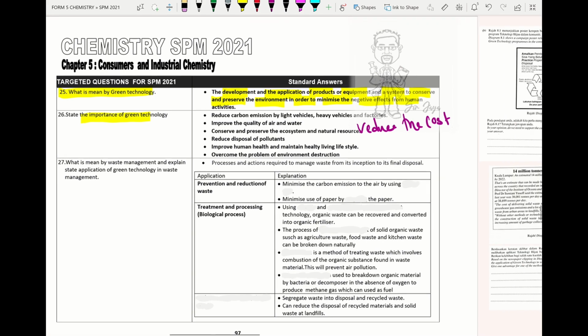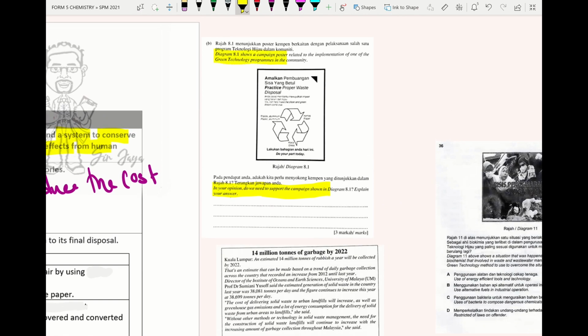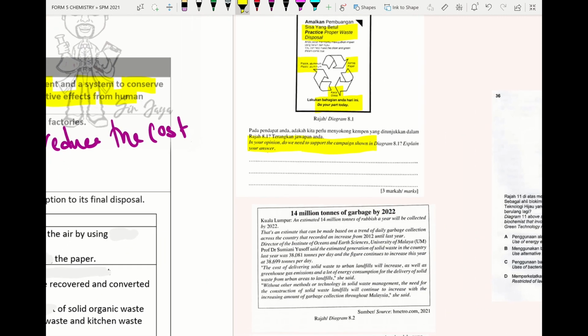All right, we try to do this question. Okay, in your opinion, do we need to support the campaign? So here the green technology diagram shows a campaign poster related to the implementation of one of the green technology programs. Practice proper waste disposal, do your part today. So here plastic, paper, and glass are given. So in your opinion, do we need to support the campaign or not? So first we put yes. All right, second point, explain your answer.